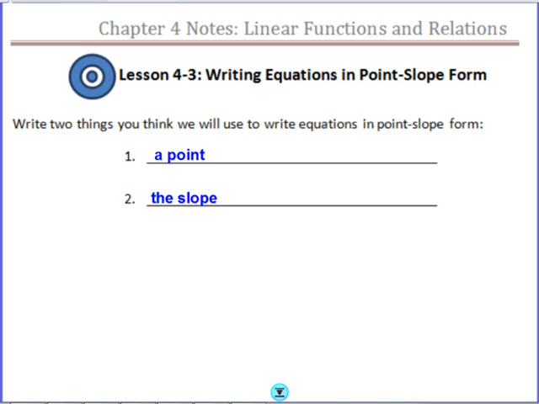You're correct. We're going to use a point and the slope. That's why it's called point-slope form. And this is what it looks like. y minus y1 equals m times, and then the quantity, in parentheses, x minus x1.